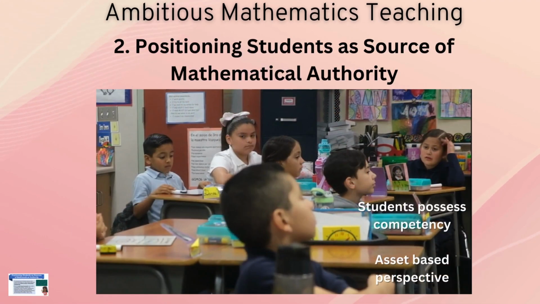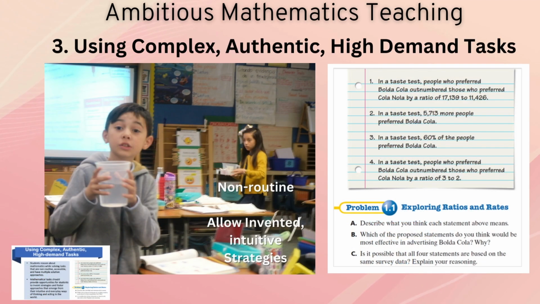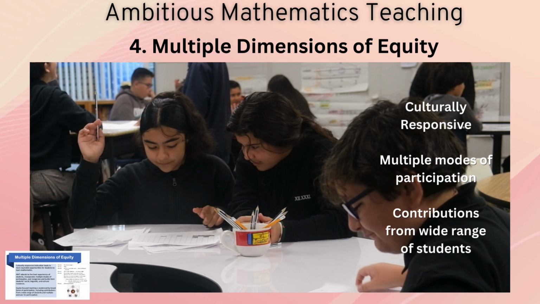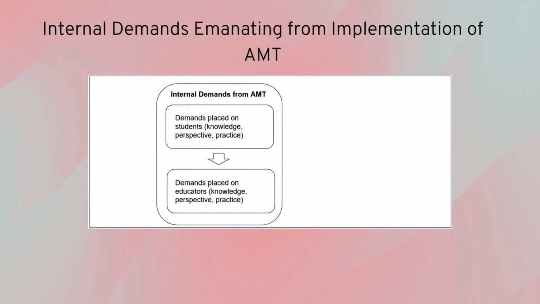Second, AMT positions students as mathematical doers and assumes they have competencies. Third, doing these things requires that teachers use high-demand tasks that are non-routine and give students an opportunity to reason. And finally, throughout the literature on ambitious math, there's attention to equity in which teachers seek to broaden participation in mathematics.